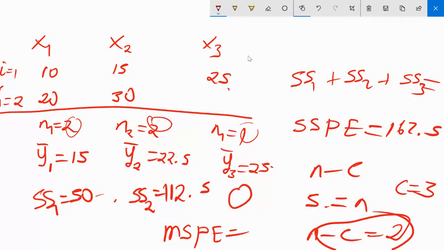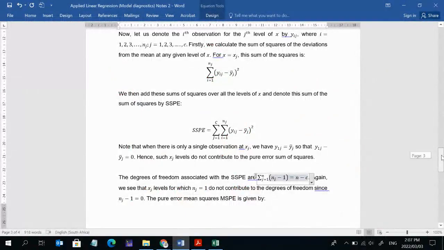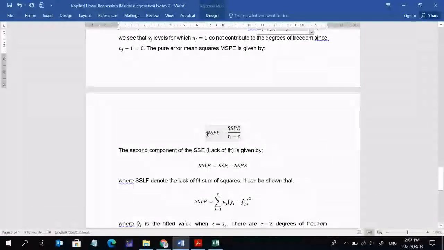The MSPE is SSPE divided by the degrees of freedom. So now we have the MS pure error. When you divide this value by 2, you will get the MS pure error. So which is this? Which is that?